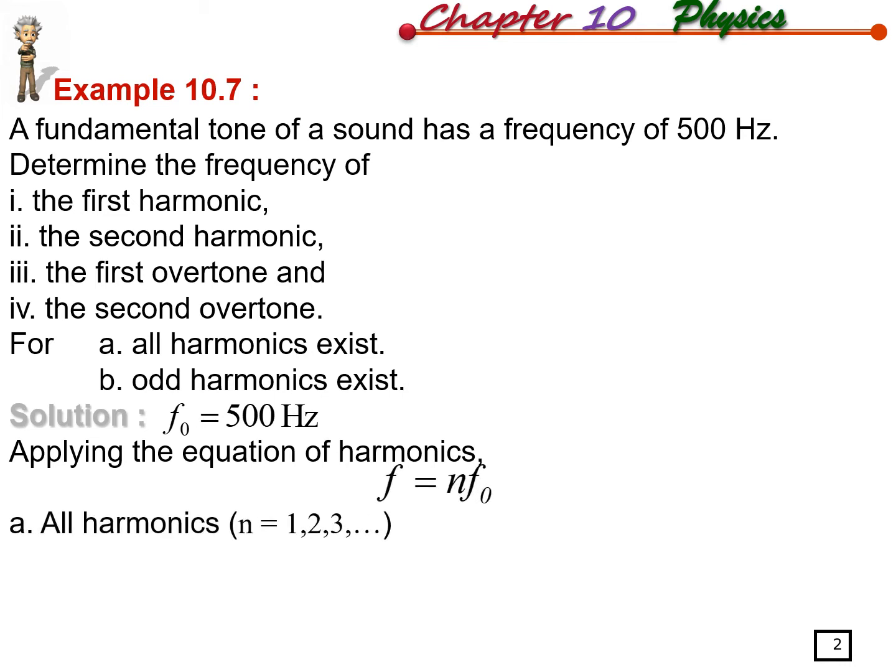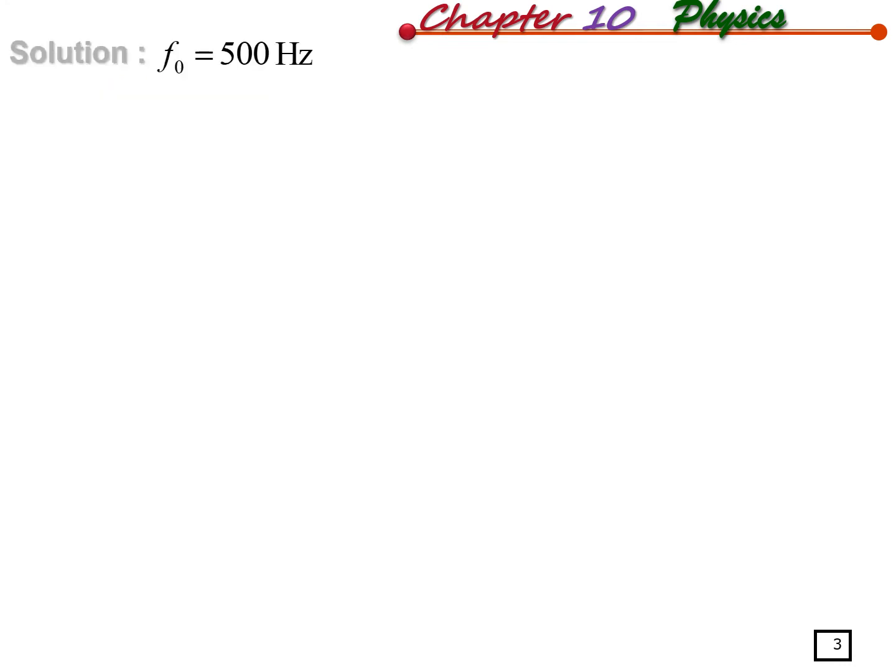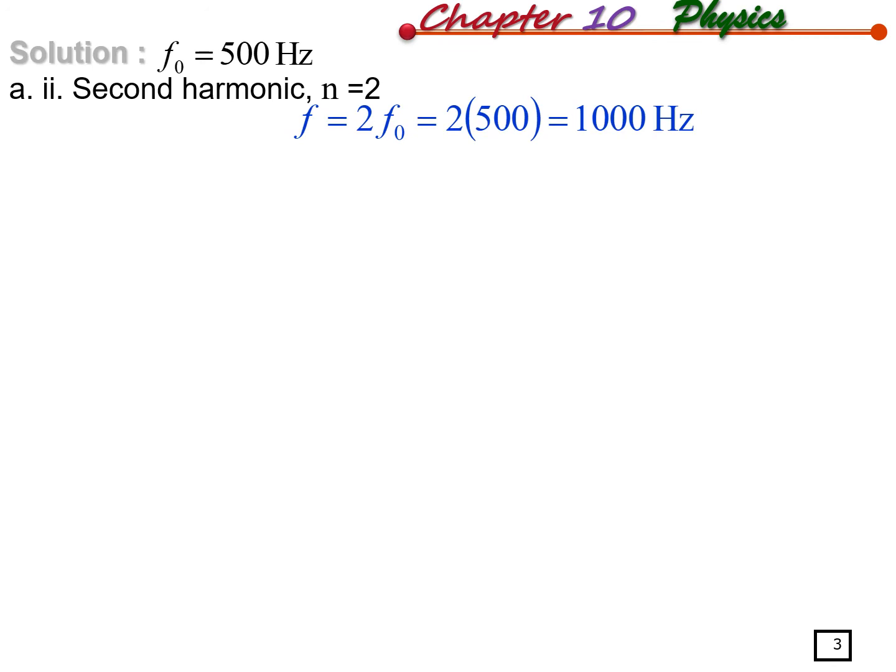For all harmonics, that means you will have an order of n equal to 1, 2, 3, and onward. So for the first harmonic, n will be equivalent to 1. Therefore the frequency will be equivalent to the fundamental frequency, which is 500 Hz. For the second harmonic, n will be equivalent to 2, so by replacing in the value 2 we get 1000 Hz.